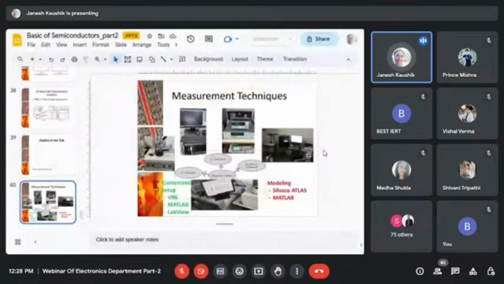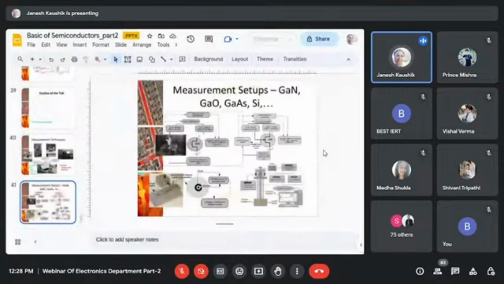And we have a CRO and custom made programs that we make here. Actually, if need arises, we do the pulse measurement also. We customize our experiment suite to analyze a particular problem, and for that we do the modeling also in Silvaco Atlas as well as MATLAB, and we do all the automation in Visual Basic, MATLAB, and LabVIEW. So this is the experimental setup we use here, and this is the working principle of different devices here.